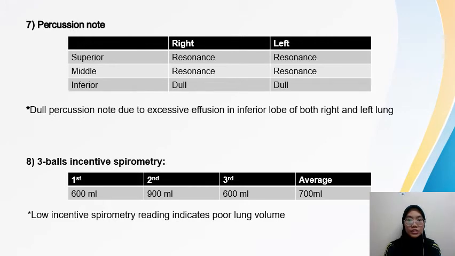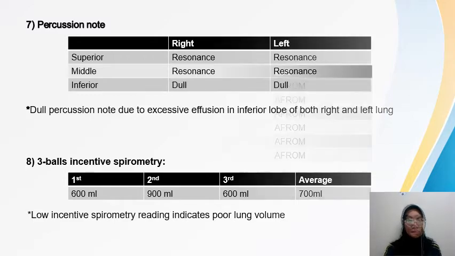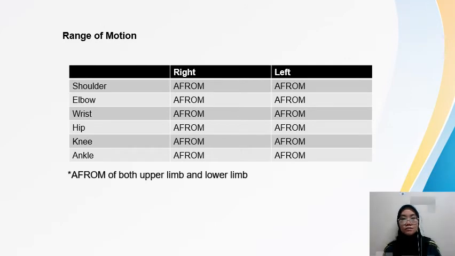Next, for the percussion note, a dull percussion note was noted on both inferior regions due to excessive effusion in the inferior lobe of both right and left lung. And for the 3 balls incentive spirometry, the patient recorded an average reading of 700 ml, which indicates poor lung volume. And for the general range of motion, the patient can perform active full range of motion for both upper limb and lower limb.